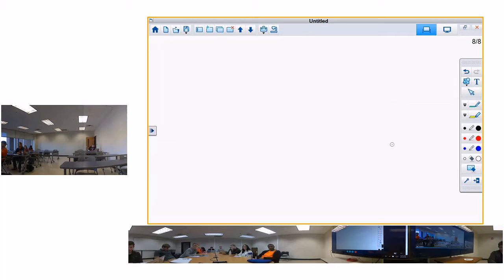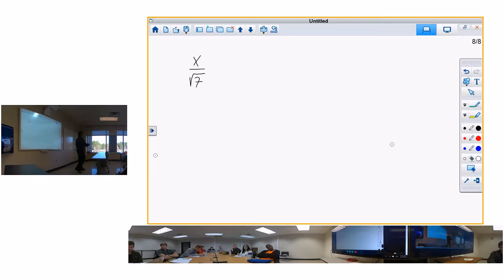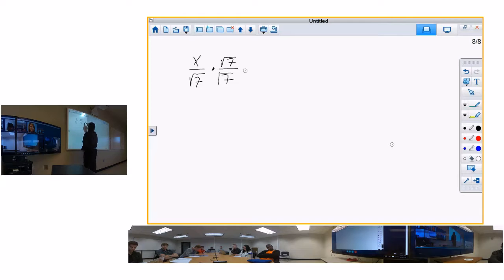Rationalizing the denominator, rationalizing the numerator. If I want to rationalize x over the square root of 7, whatever the denominator is, I'm going to multiply it by itself, because the square root of anything times the square root of anything is going to be the radicand. So I'm going to multiply by the square root of 7 over the square root of 7. That's going to give me x times the square root of 7 over the square root of 49, which I'm showing you the long version, which is equal to x times the square root of 7 over 7.